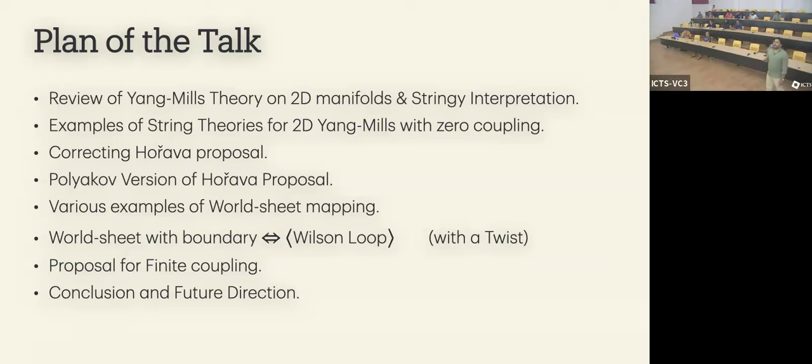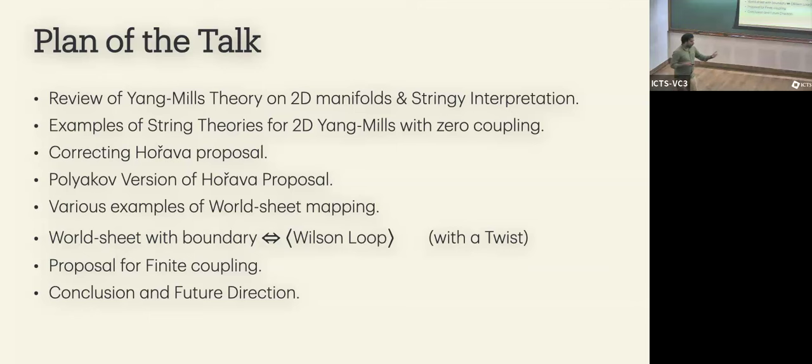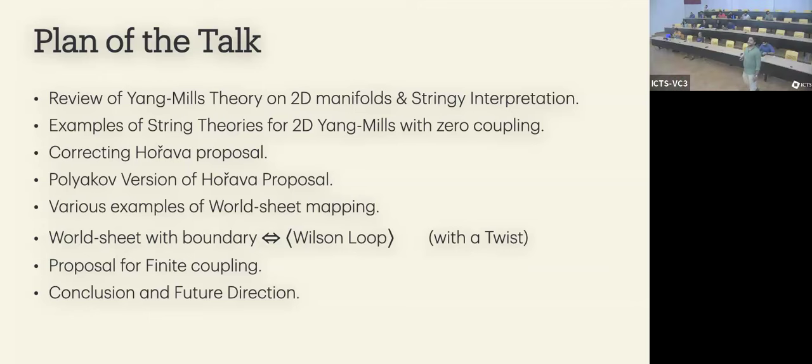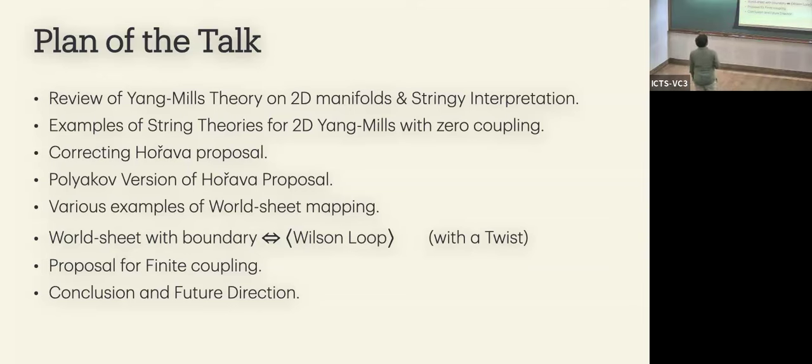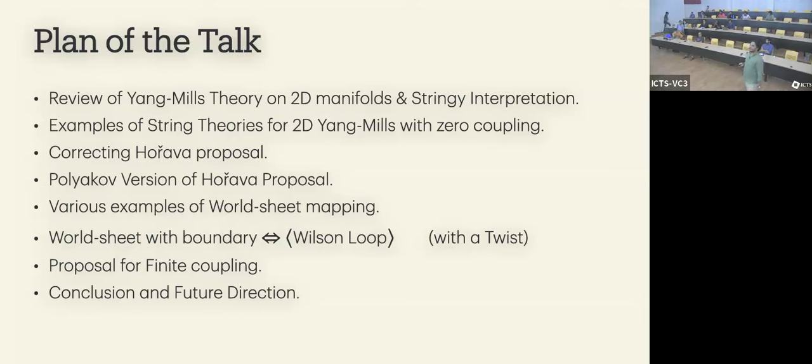Then I'll explain how we made a Polyakov version of this Hořava theory, which was mainly proposed in the Nambu-Goto type formalism. Then I'll explain various examples of worldsheet mappings on the target space, and in our way of thinking about it, how we calculate various quantities, and this Polyakov version gives us a certain kind of regulator for the singularities we see in Hořava's theory. Later, I'll briefly mention what happens for the worldsheet with boundary. This actually relates to the Wilson loop expectation values, which is also known exactly for the 2D Yang-Mills theory. So the worldsheet with boundary matches these Wilson loop answers.